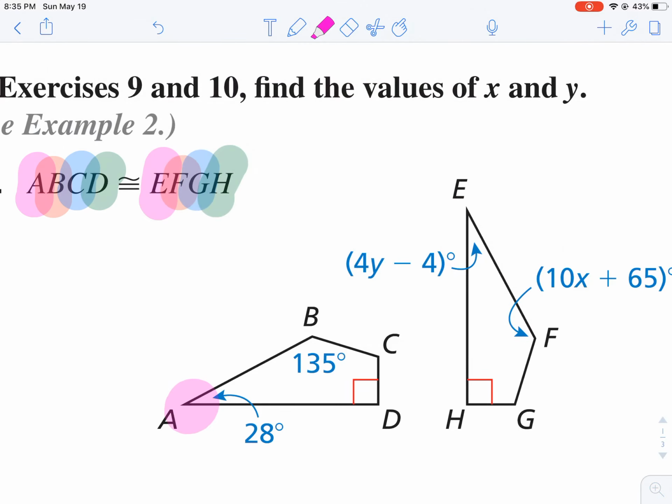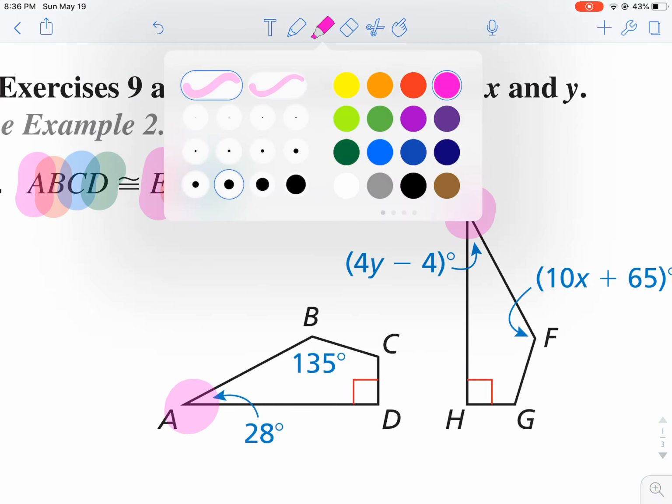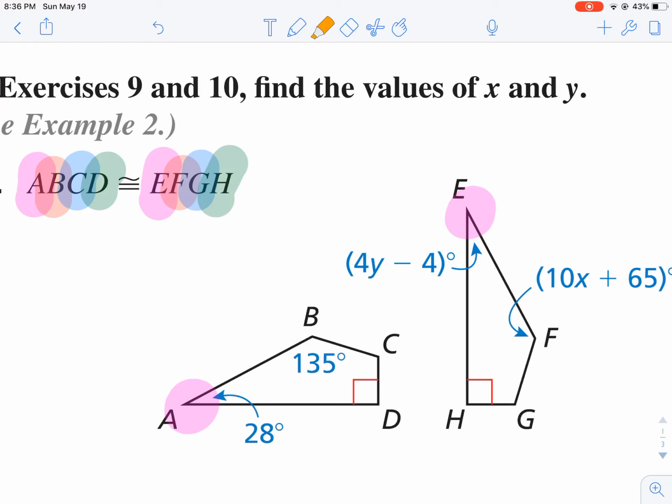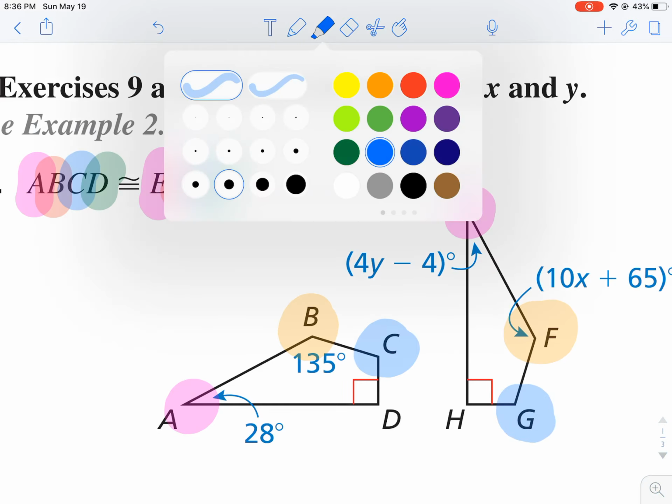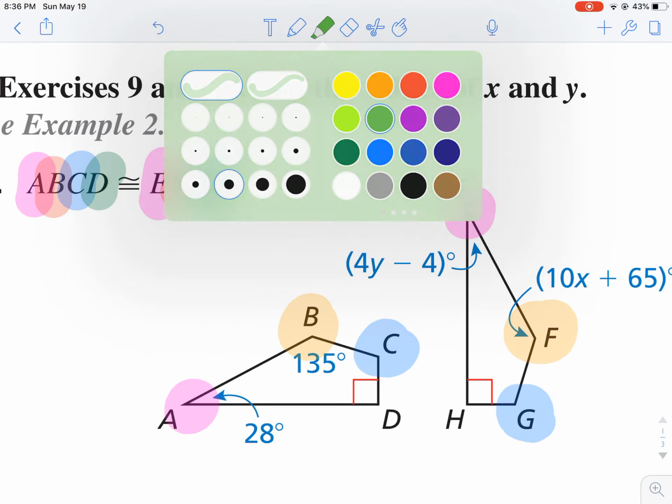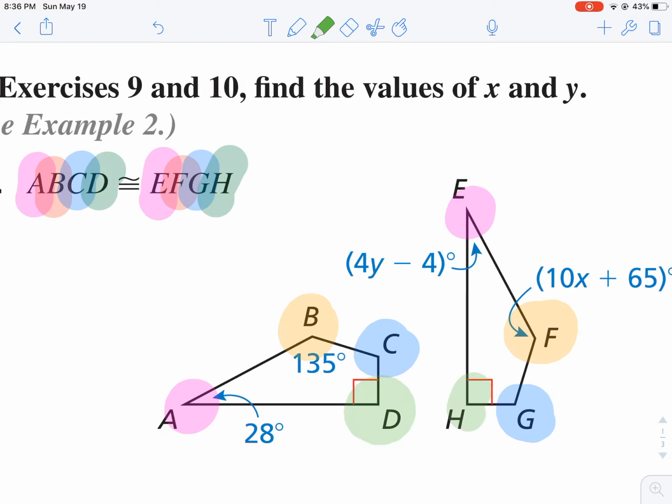So for A, notice I went with this. For E, it's also going to be this. For B and F, I went with orange. For C and G, I went with blue. And then for D and H, I went with green. This is half the battle here. If you know what goes with what, it can make things a lot easier when you're trying to find the specific values here.